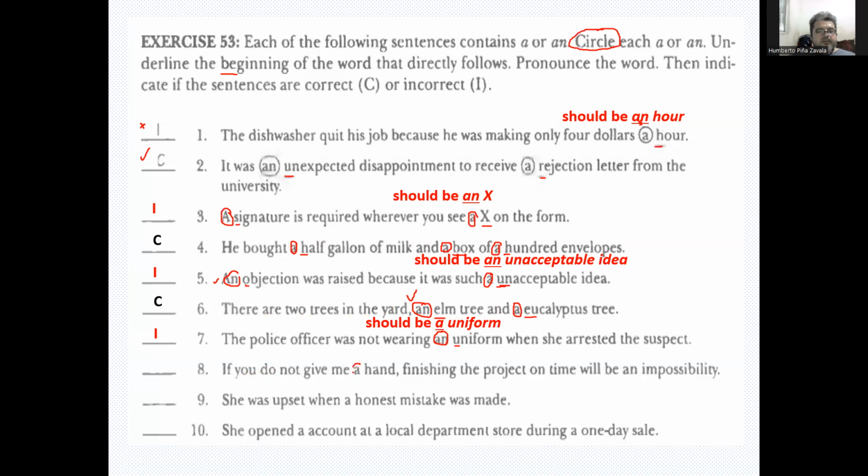If you don't give me a hand, it would be an impossibility. So yeah, this is fine. A hand, the H has a consonant sound. Impossibility is a vowel sound. Joseph, when a honest mistake was made, this is incorrect. It should be an honest mistake because the H is silent. She opened a account at a local department store during a one-day sale. Okay, so local is fine, but it should be an account.